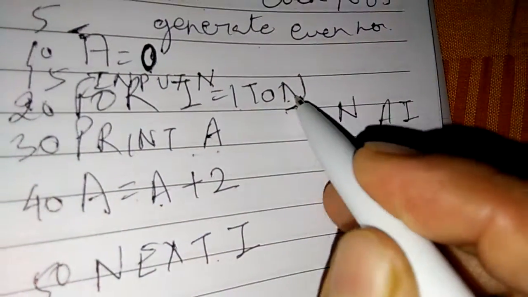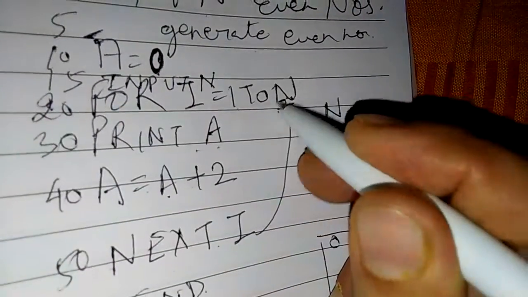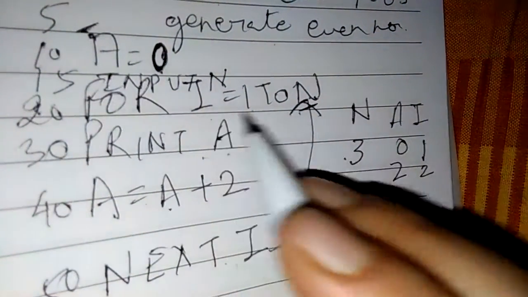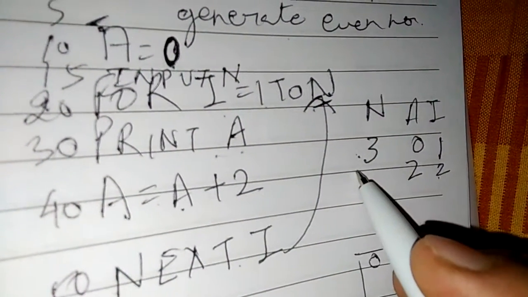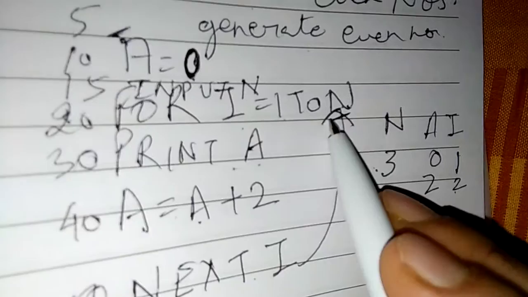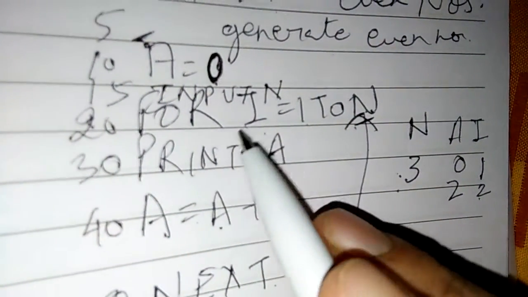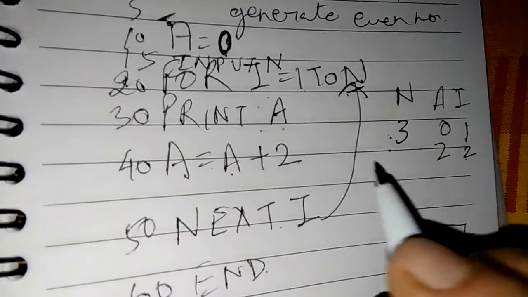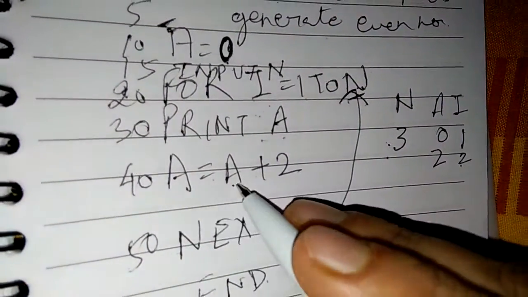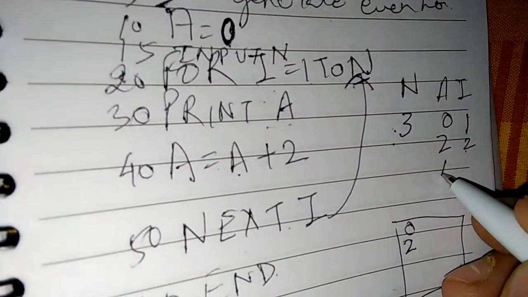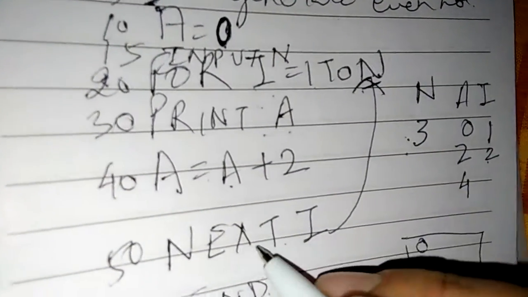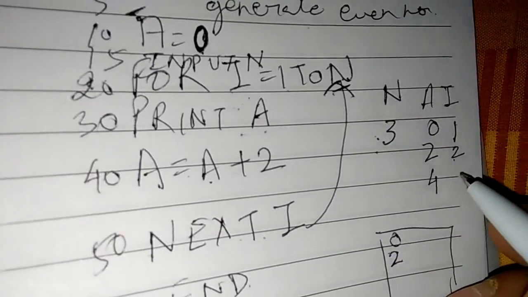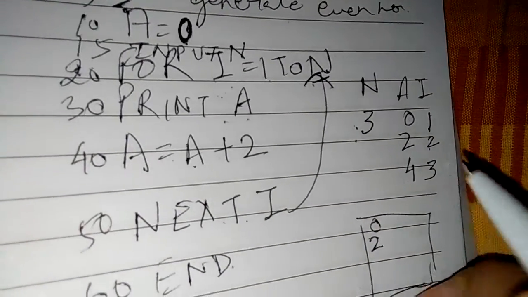Then here it will check whether 2 is less than or equal to 3. Yes, it is again true. If it is true, it will again come into the loop and it will print a. Now a has changed to 2. It will print 2. Now a has been increased by 2, that is, it is 4 now. Next i will be increased by 1, it will be 3 now.